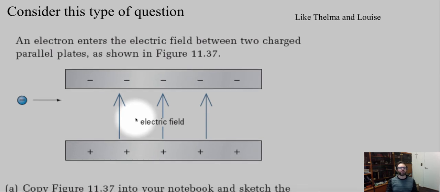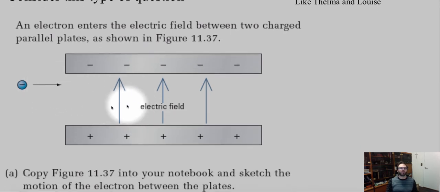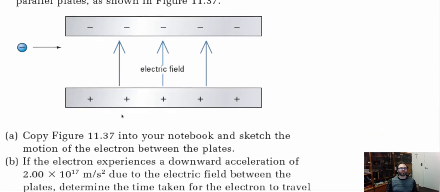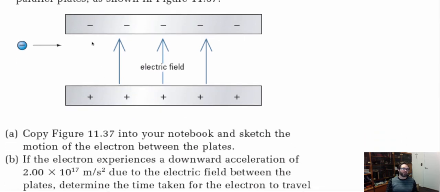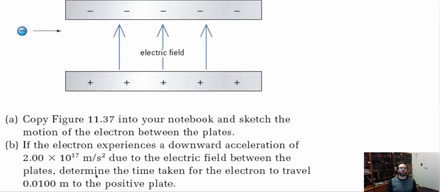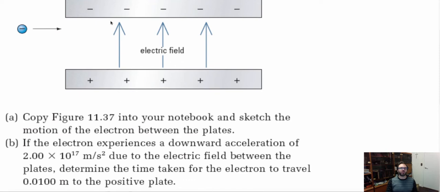So let's take a look at my first example. First, let's copy down this diagram the best you can. So we have a negative charged plate on top, and we have a positive charged plate on the bottom, and we have an electron traveling through these two charged plates. So the electron experiences here a downward acceleration because it's going to repel from the negative and attract to the positive at an acceleration of 2.0 times 10 to the 17 meters per second squared. Determine the time taken for the electron to travel 0.1 meters to the positive plates.